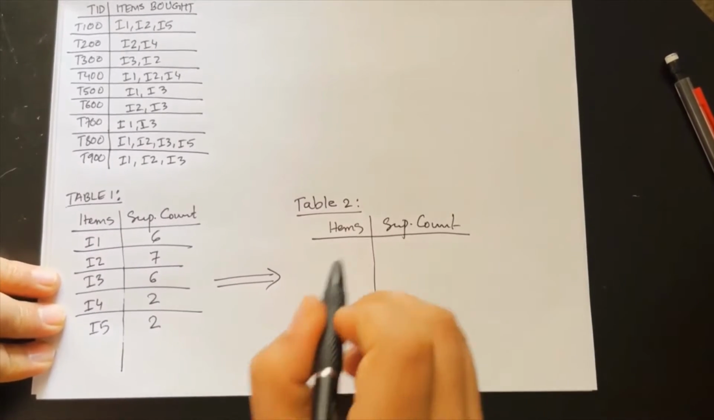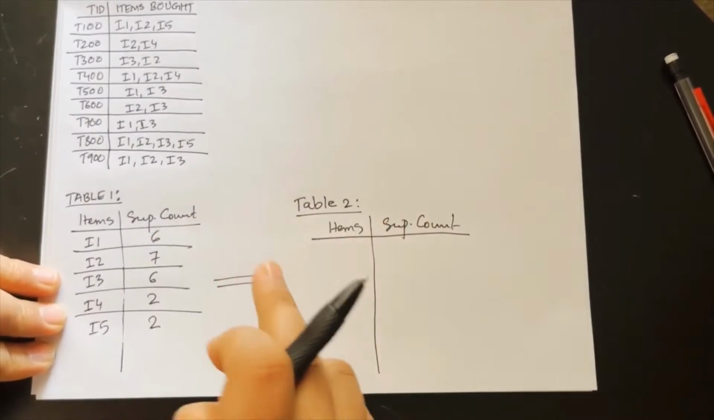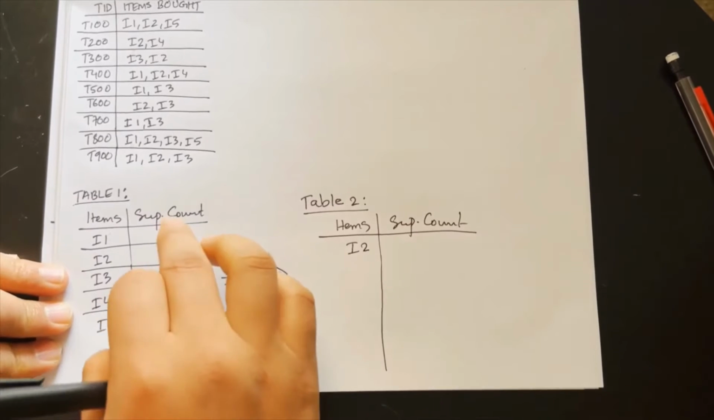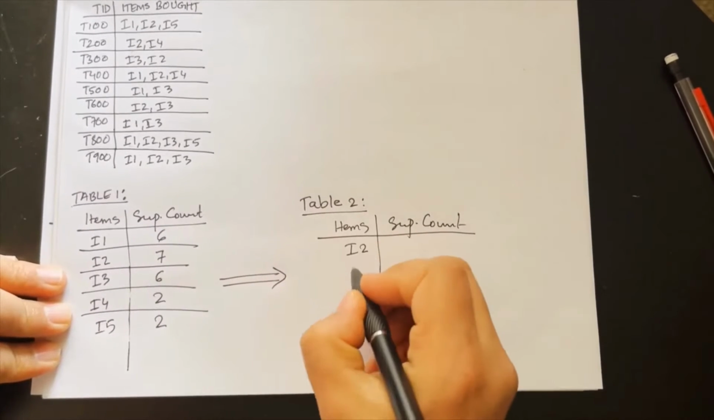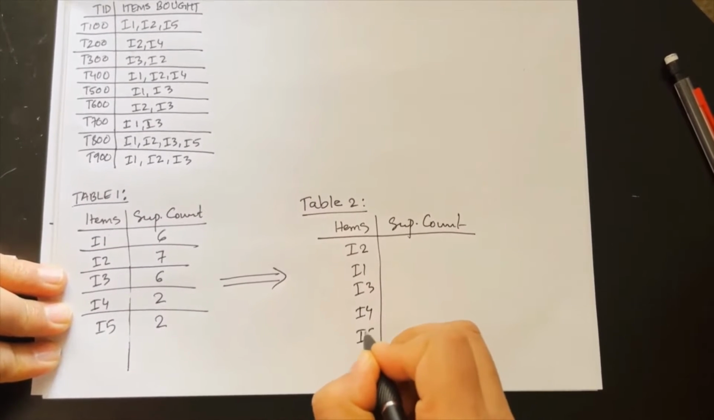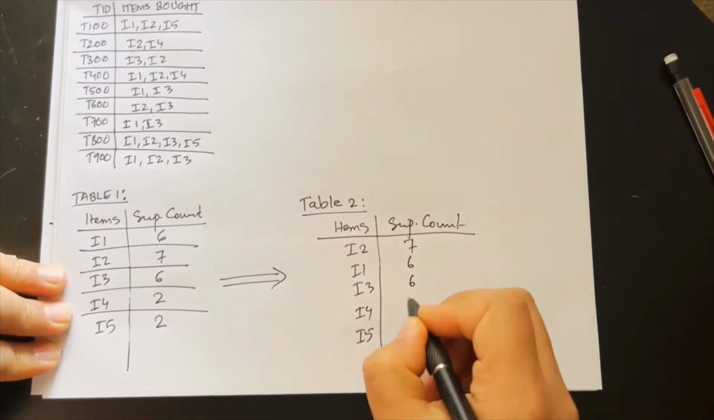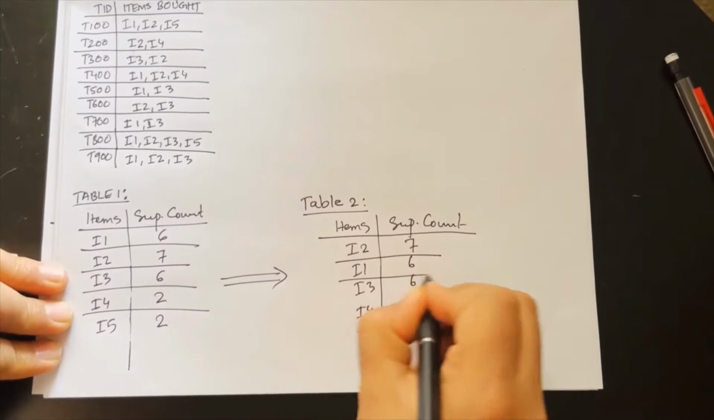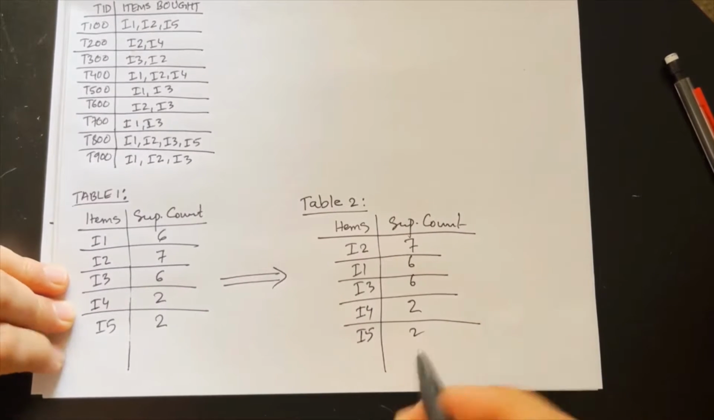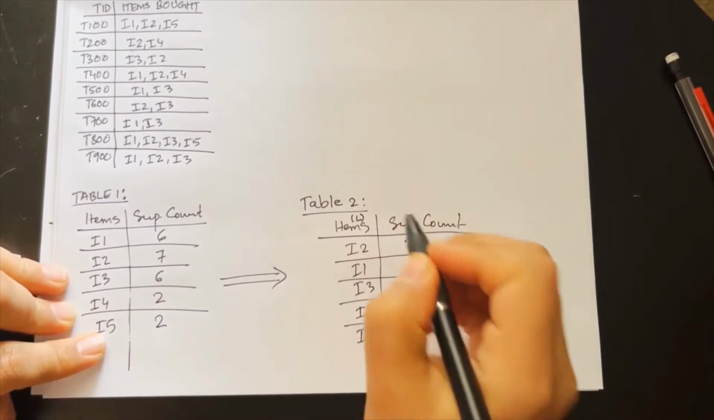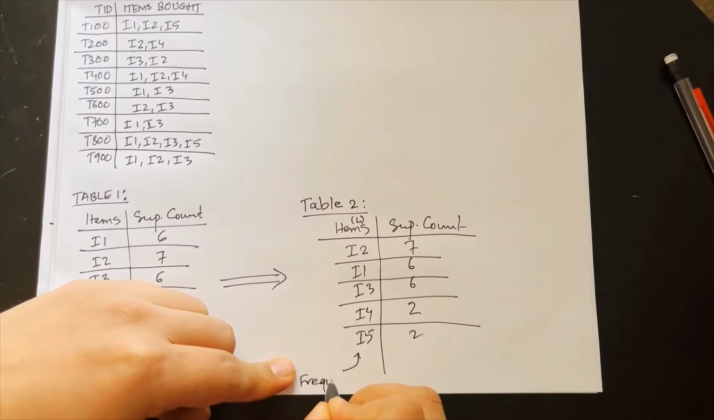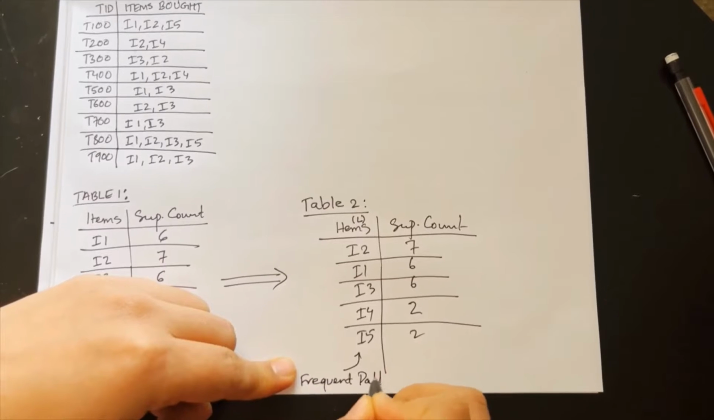Now we have to arrange the items in the descending order of their support count. The item with the highest support count is I2, so I2 will be at the top. I1 and I3 have the same support count, so I'll write I1 and then I3; you can write either one first. I4 and I5 are the same, so it will be 7, 6, 6, 2 and 2. This way we have arranged the items in decreasing order of support count, and this is considered a set L, called the frequent pattern set.